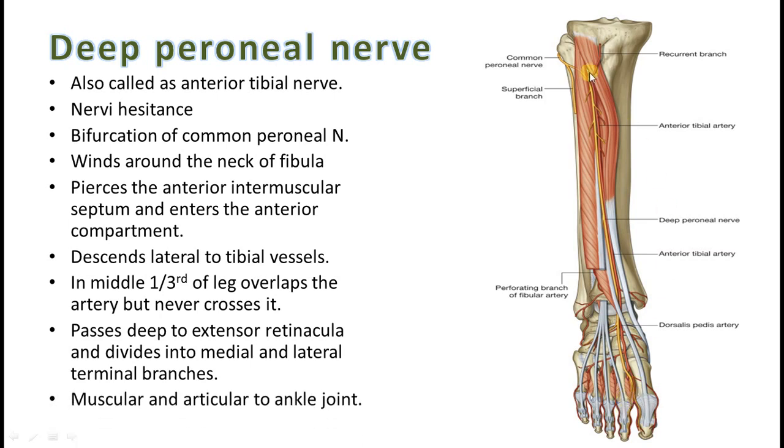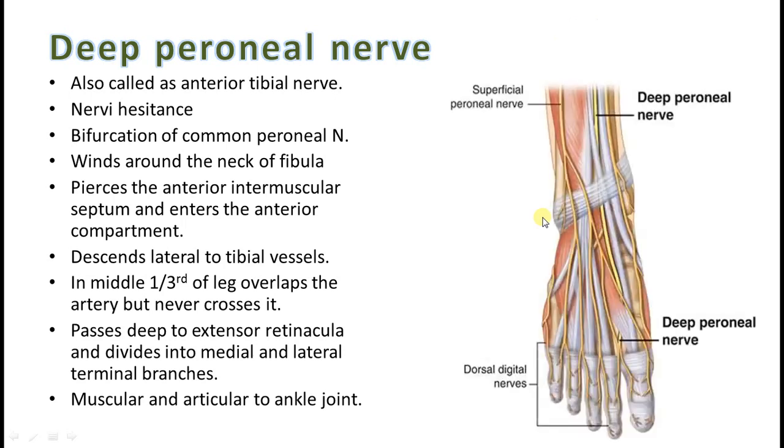Apart from that, it supplies all the muscles of the extensor compartment, all the 4 extensor muscles: tibialis anterior, extensor digitorum longus, extensor hallucis longus, and peroneus tertius, and gives an articular branch to the ankle joint. So that is about the deep peroneal nerve. Here you are able to see the deep peroneal nerve. As I told you, it divides terminally into medial and lateral branches, and in a small area in the first interdigital space, it supplies the skin over this region.